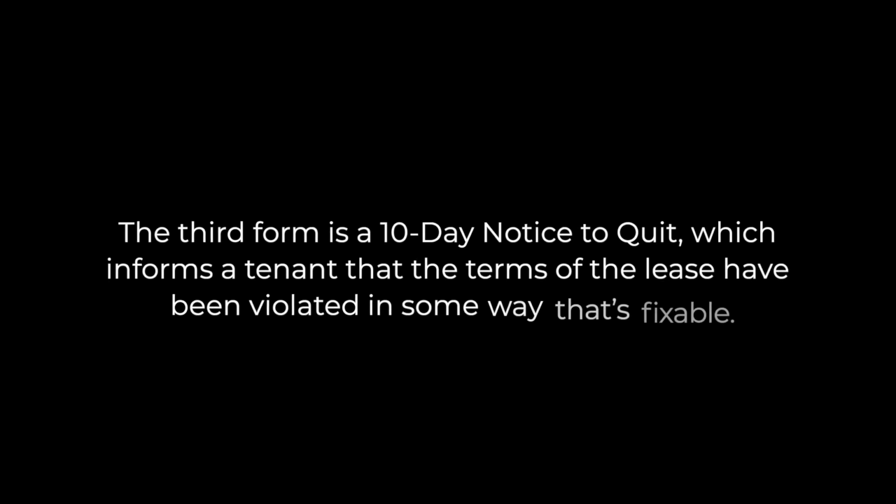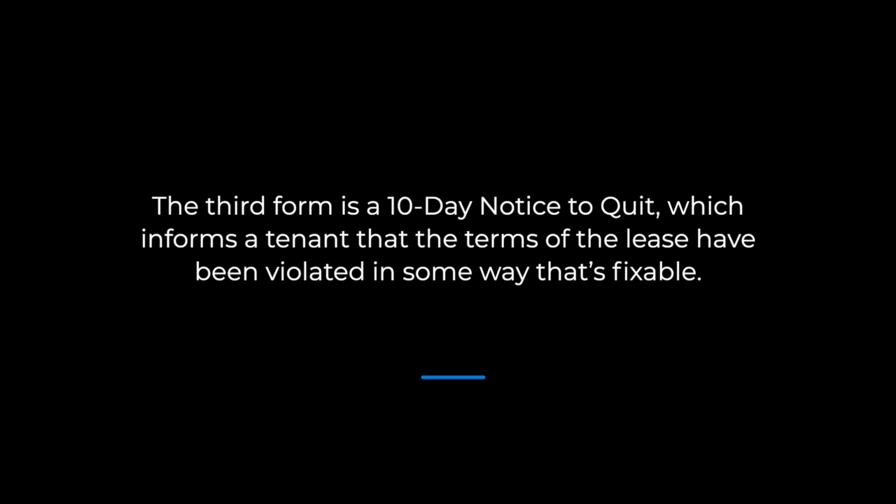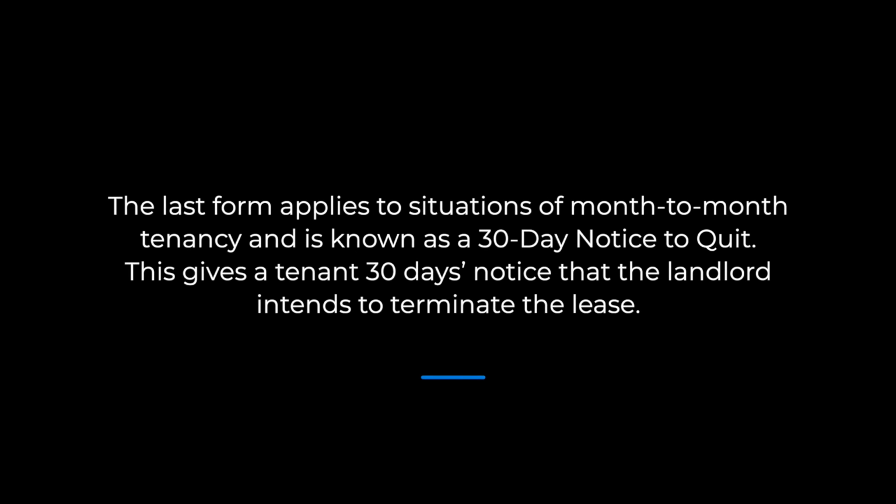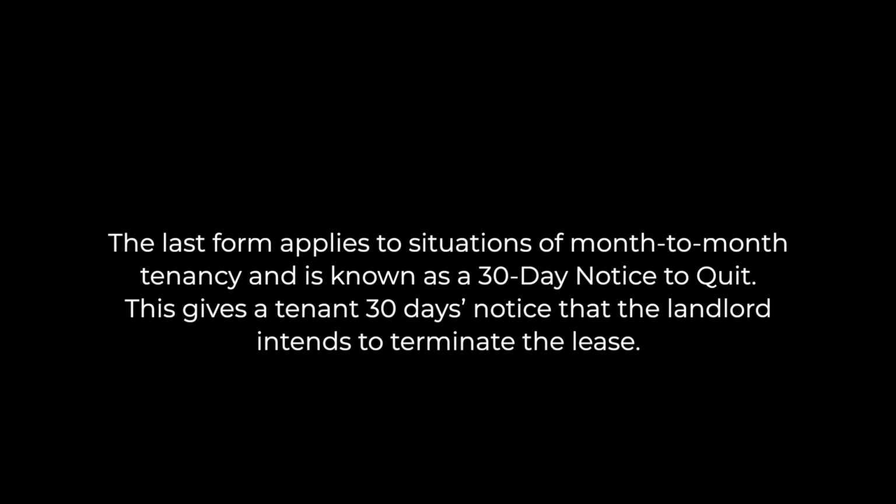The third form is a 10-day notice to quit, which informs a tenant that the terms of the lease have been violated in some way that's fixable. An example of a fixable problem is having an unauthorized pet on the premises. The notice tells the tenant that they have 10 days to either fix the problem or leave. The last form applies to situations of month-to-month tenancy and is known as a 30-day notice to quit. This gives a tenant 30 days notice that the landlord intends to terminate the lease.